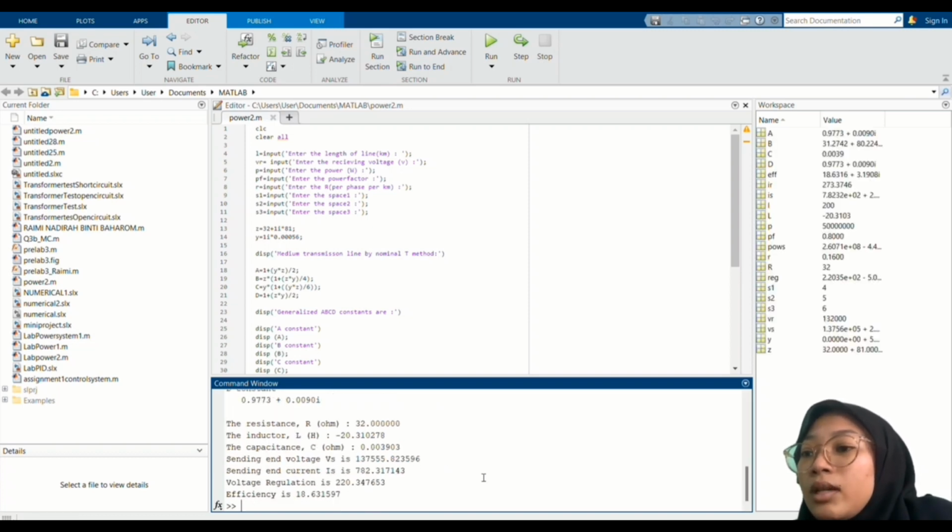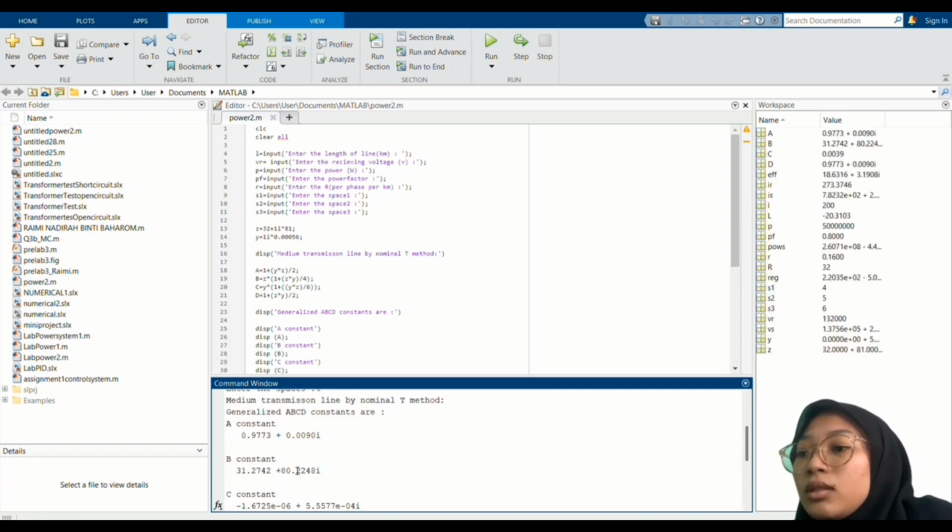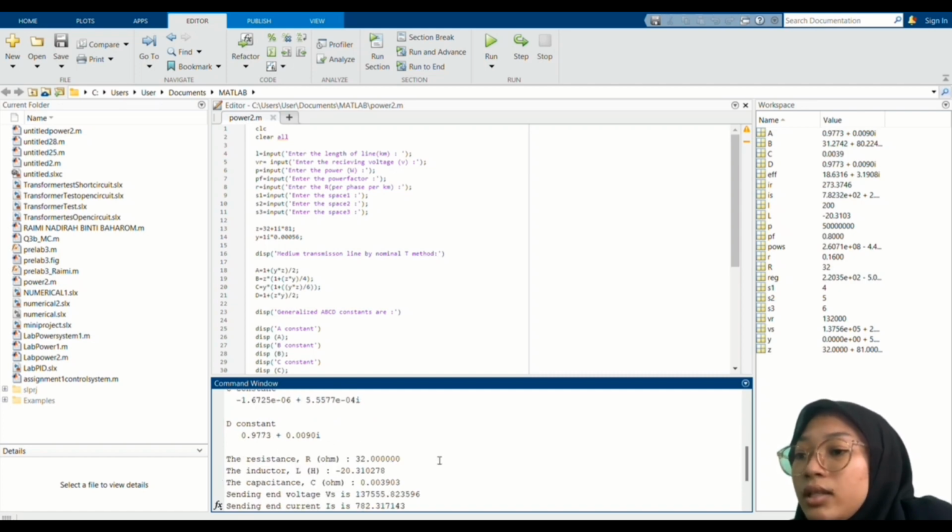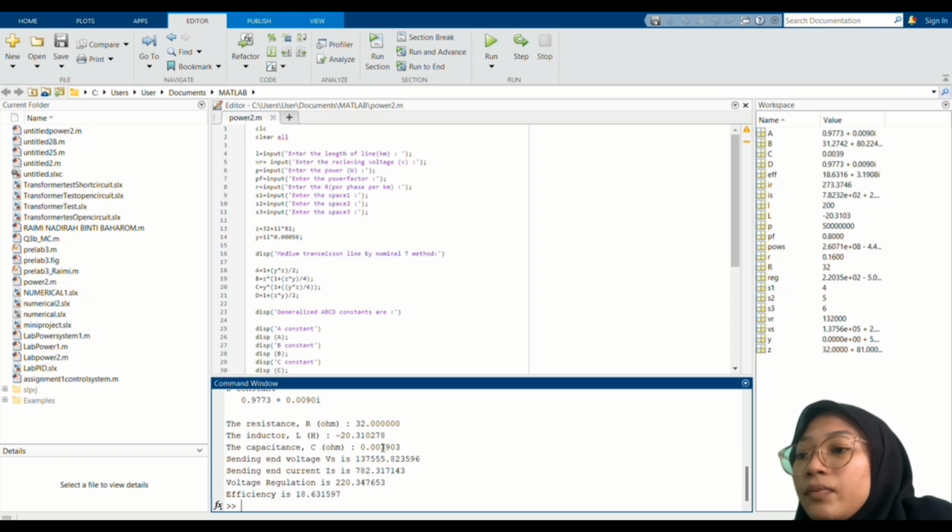Then we enter, and then it is shown a value of A constant, B constant, C constant, and D constant. So the inductor is negative 20.3102. The capacitor is 0.003903. The voltage regulation is 220.347653, and the efficiency is 18.631597. That's all from me.